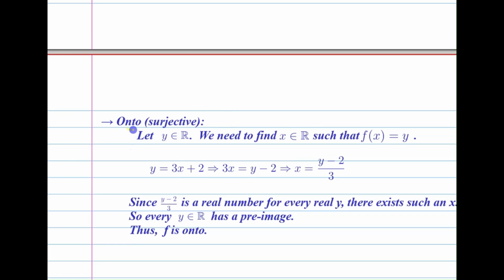Now, to prove f is onto or surjective, let y belong to real numbers. We need to find x belonging to real numbers such that f of x equals y. So y equals 3x plus 2, 3x equals y minus 2, so x equals (y minus 2) by 3. Since (y minus 2) by 3 is a real number for every real y, there exists such an x. So every y belonging to real numbers has a pre-image, therefore f is onto, and as f is 1-1 and onto, it is bijective.